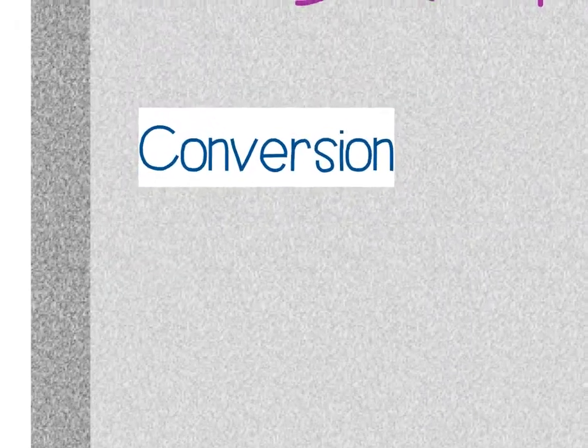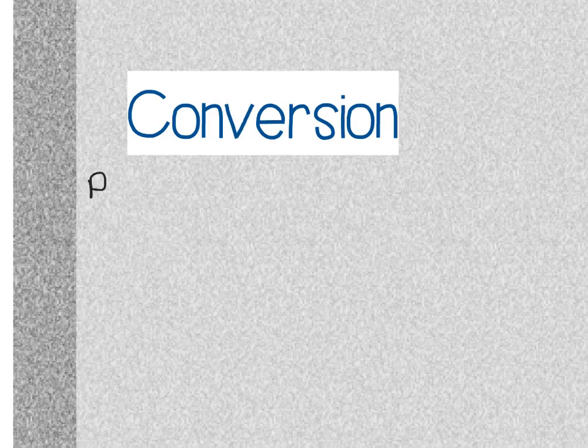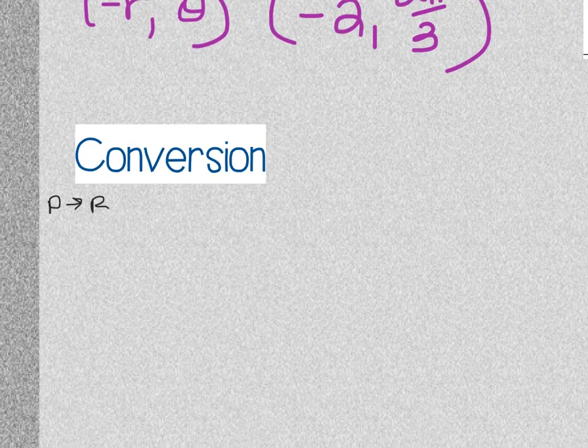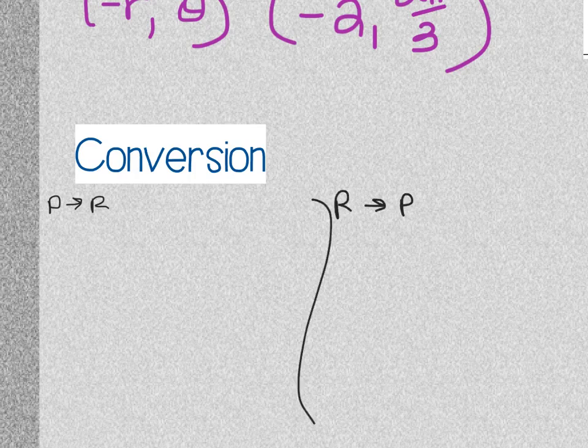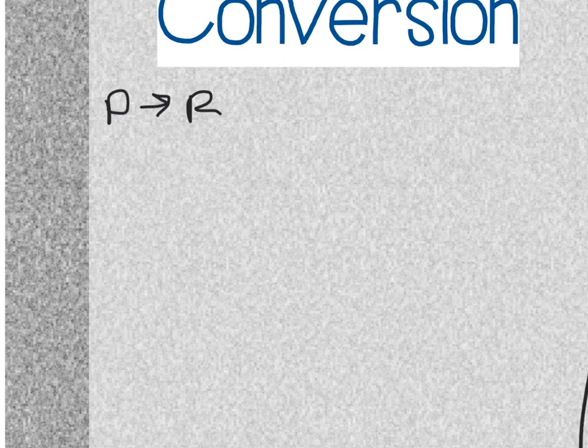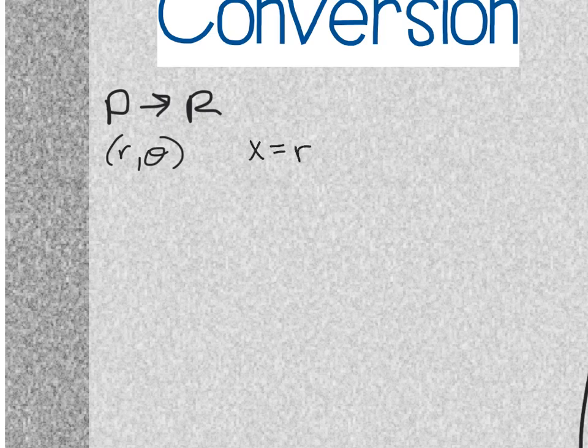Okay, then came the conversion, and there were 2 types, polar to rectangular and rectangular to polar. So for polar to rectangular, it started with r theta, and I need to find xy. X equals r times the cosine of theta, and y equals r times the sine of theta. Hopefully that makes sense. Remember, cosine is your x and sine is your y.